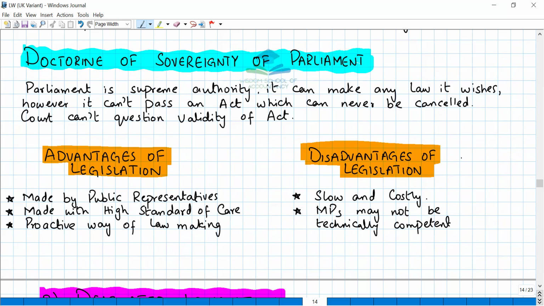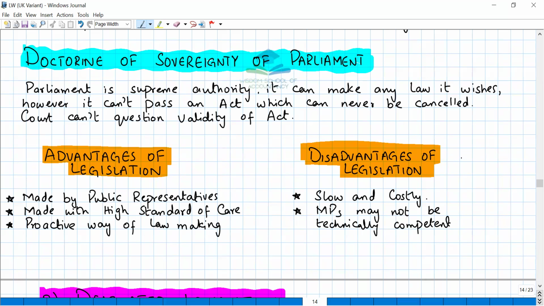Made with high standard of care. We just saw that there are proper detailed different stages which are involved in creating the law. So the standard of care is high, right? Proactive way of lawmaking. A legislation can be a proactive way. Like for example, if you can see that this issue can come up, then you can create the law in advance, right? Instead of waiting for the issue, you can also create the law in advance. If you feel that this issue can rise in the future, you can create the law right now. Okay.